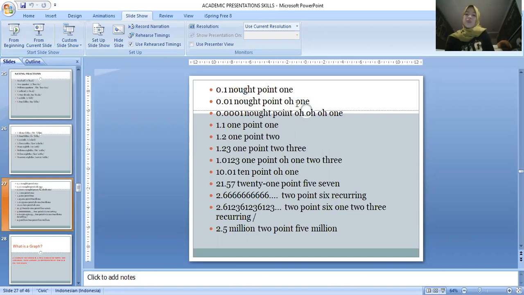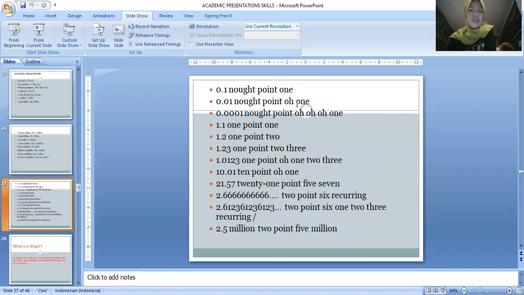Okay, this is another way you see the decimals. 0.1, 0.01. So do not ever say zero. It's better for you to say O or naught. Yeah. Naught point one, naught point naught one, naught point naught naught naught one.